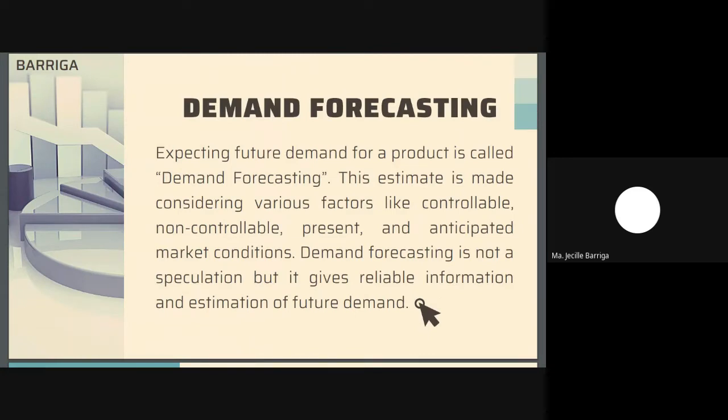Next, we have here the demand forecasting. So, expecting future demand for a product is called demand forecasting. This estimate is made considering various factors like controllable, non-controllable, present, and anticipated market conditions. Demand forecasting is not a speculation, but it gives reliable information and estimation of future demand.